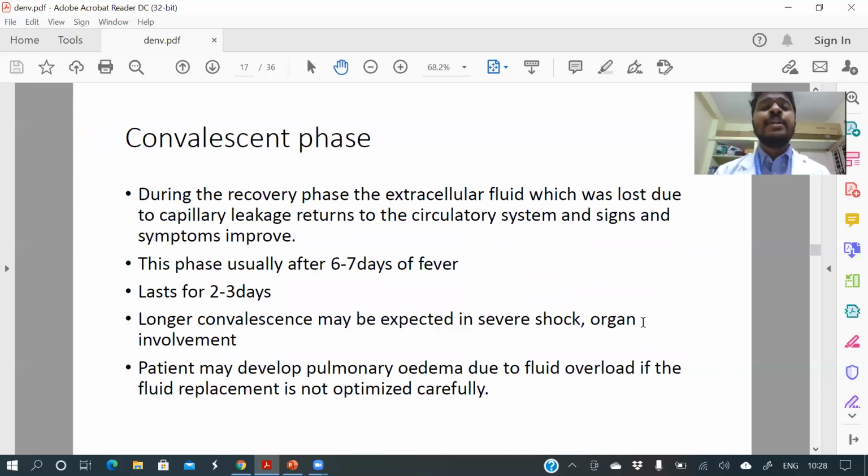So in the convalescent phase, during recovery, the extracellular fluid which was lost due to capillary leakage returns to the circulatory system and signs and symptoms improve. This phase usually begins after 6 to 7 days of fever and lasts for 2 to 3 days. A longer convalescence may be expected in severe shock or organ involvement. The patient may develop pulmonary edema due to fluid overload. The only severe manifestation in the convalescent phase will be pulmonary edema, if the fluid replacement is not optimized carefully.